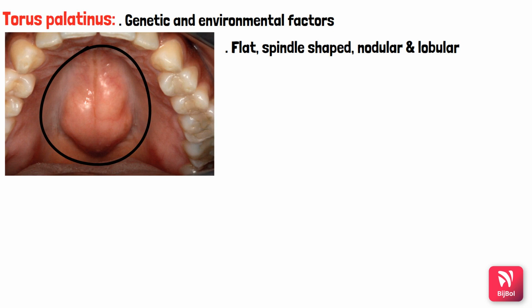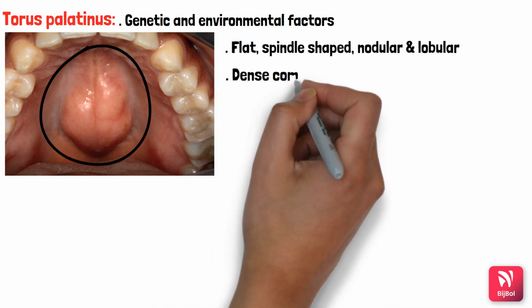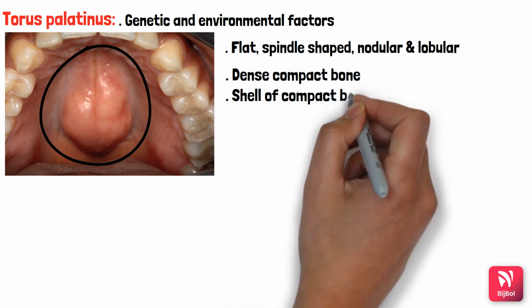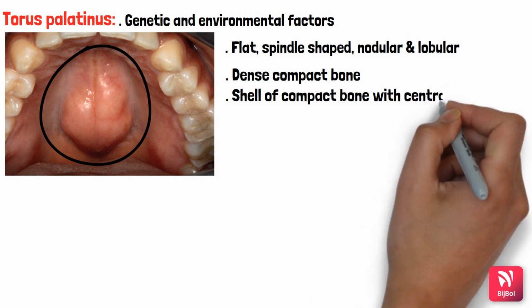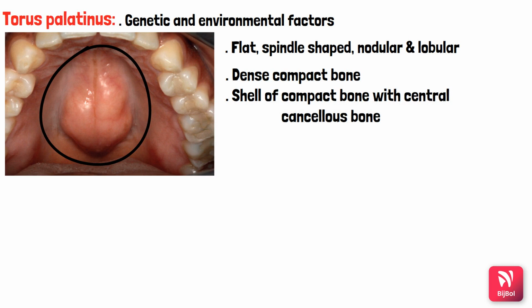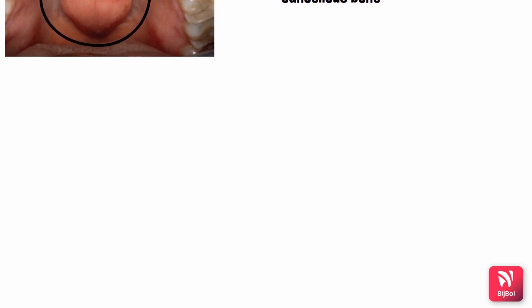And if you see the mucosa overlying the torus, it is very intact, and as the lesion grows, it can even show blanching. Sometimes it can show ulceration if it is traumatized. So this is about the clinical picture. If you take an intraoral palatal radiograph, this lesion can be completely made of dense compact bone, or sometimes it can present with central cancellous bone surrounded by a shell of compact bone. So this is the intraoral palatal radiograph feature of torus palatinus.